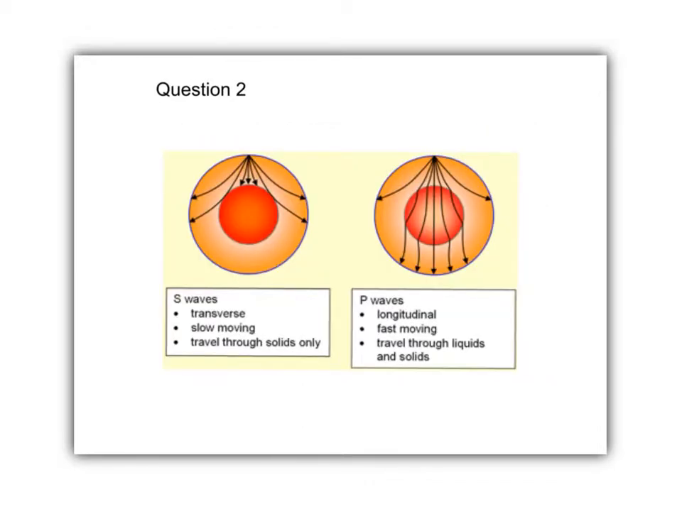Question 2. You guys should remember this. This was the S waves and the P waves. All you have to remember is the S waves are slow moving, and they can travel through solids only, and P waves are fast moving, and they could travel through liquids and solids.